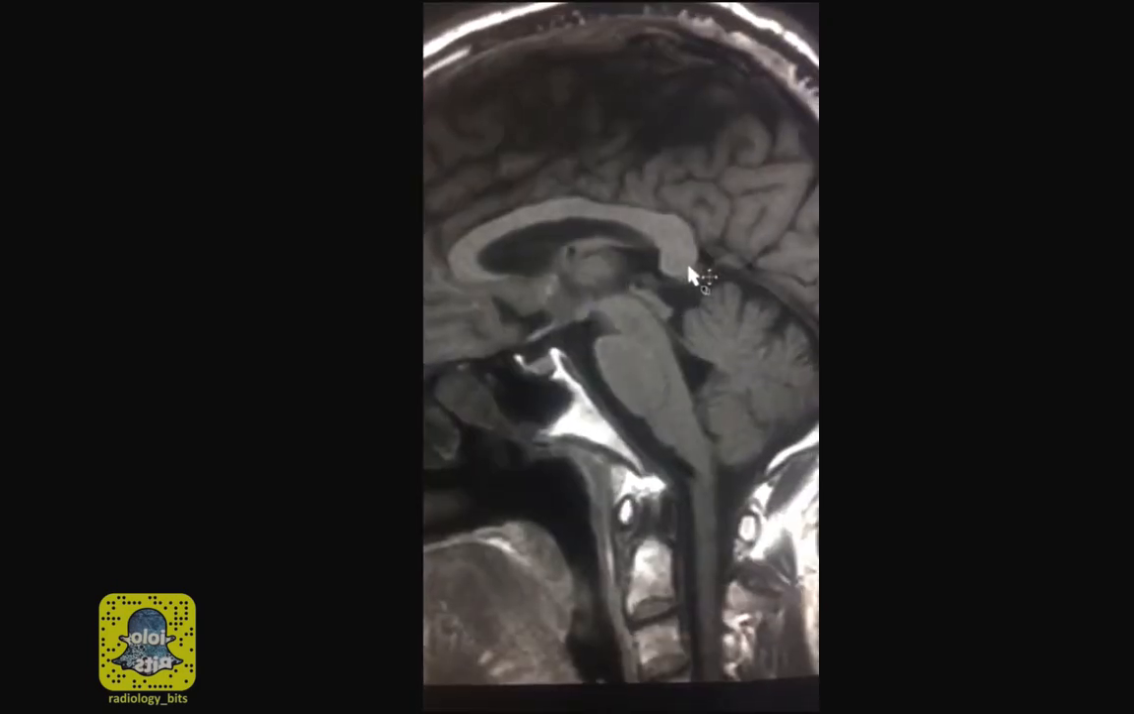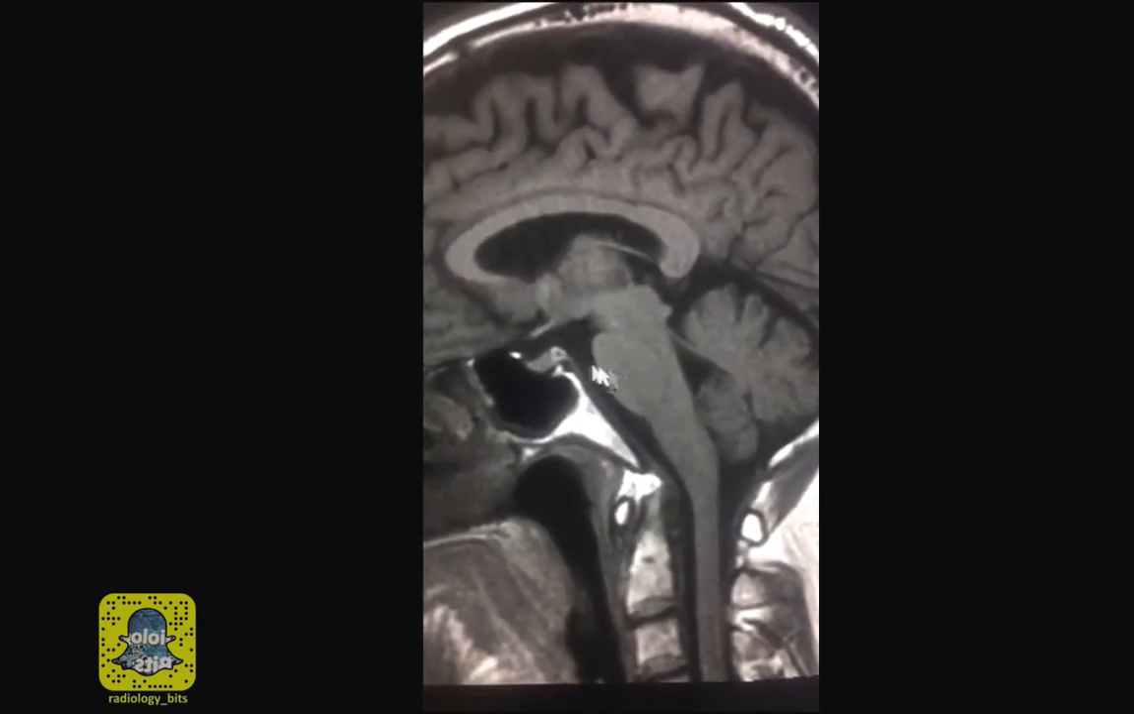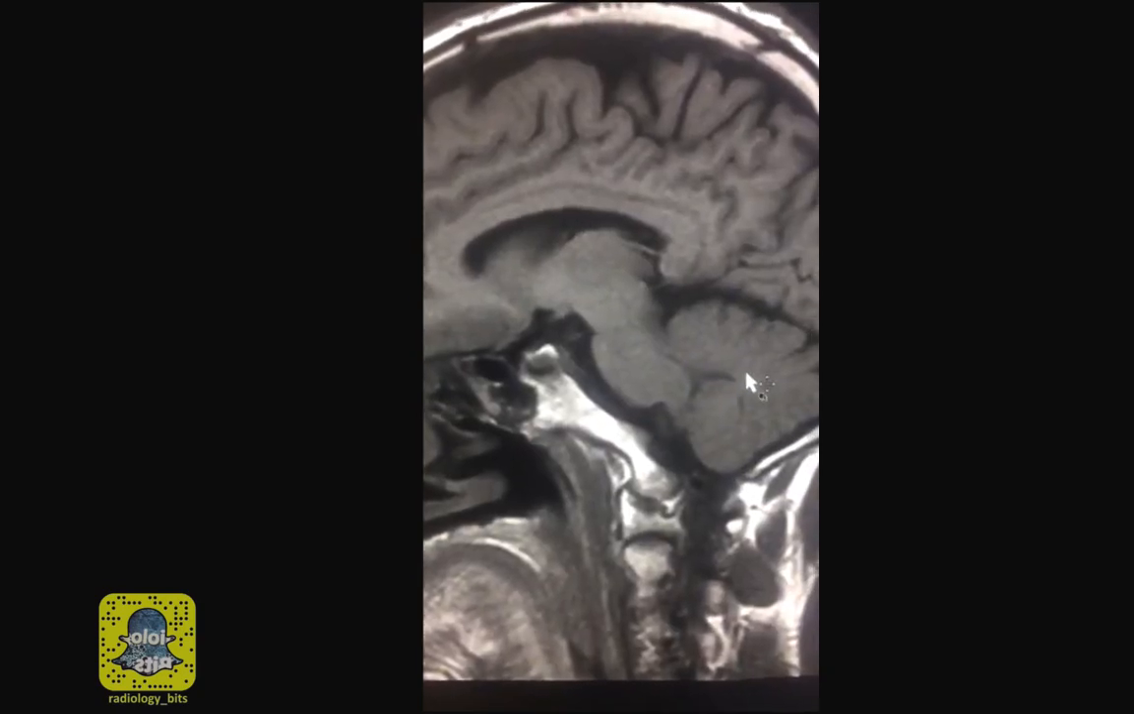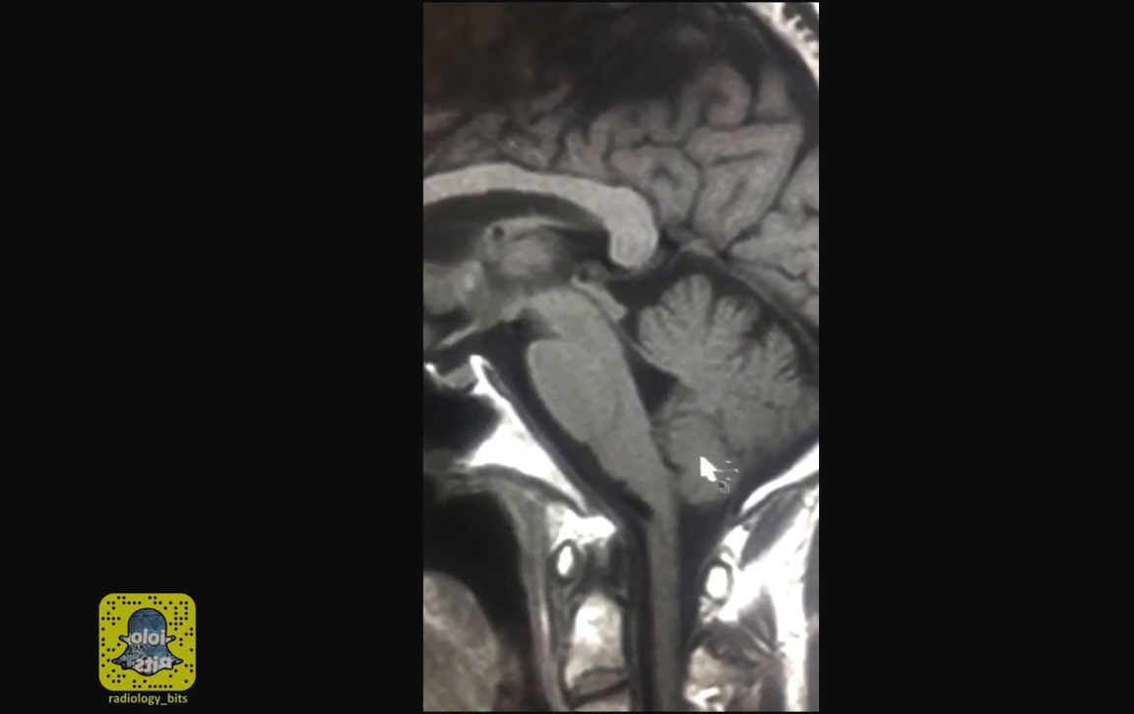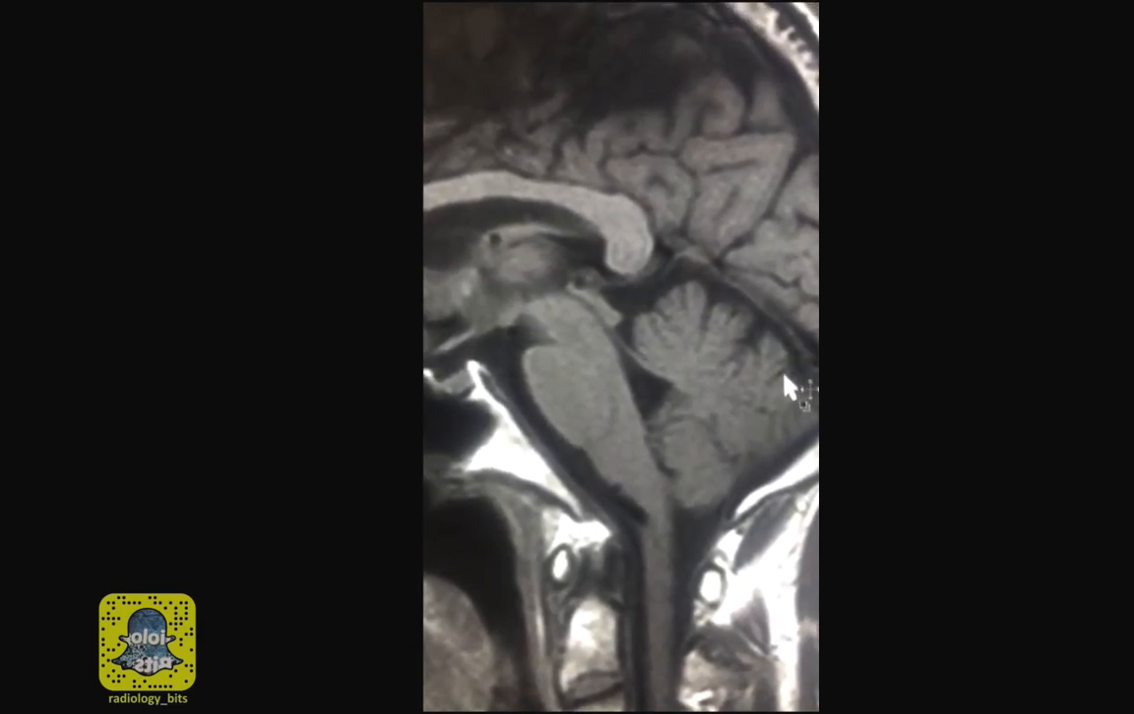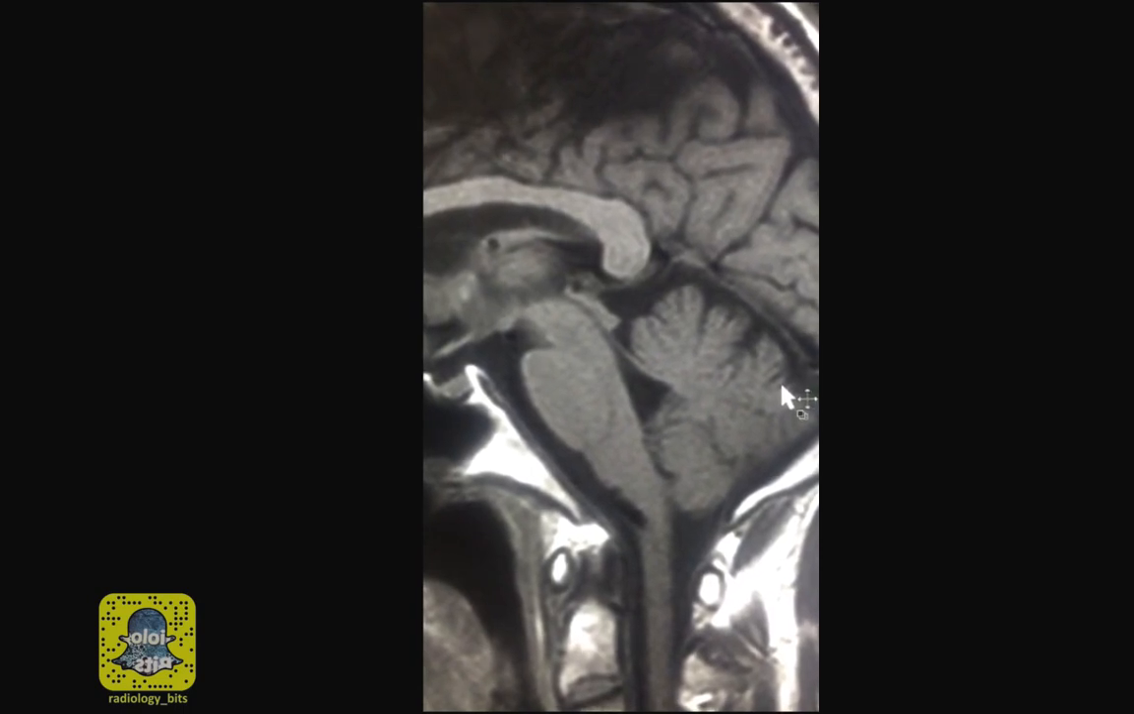This is again a sagittal T1 where CSF is black. If you go to the side, you have a cerebellar hemisphere. As you go to the center, you see this. And this central cut shows you a part of the central cerebellar component, which is the vermis.